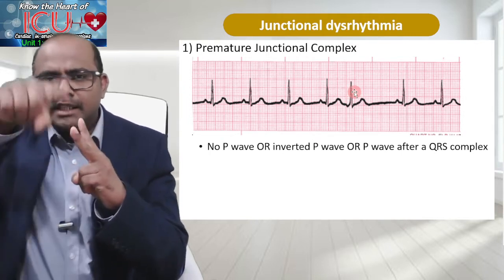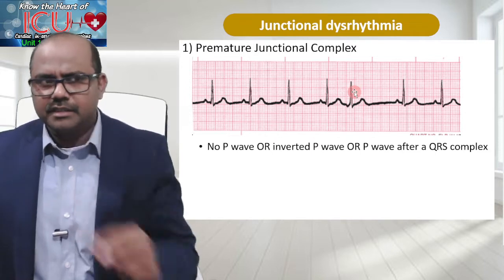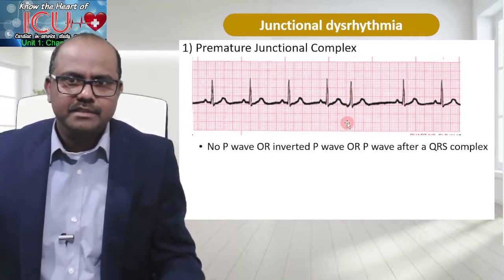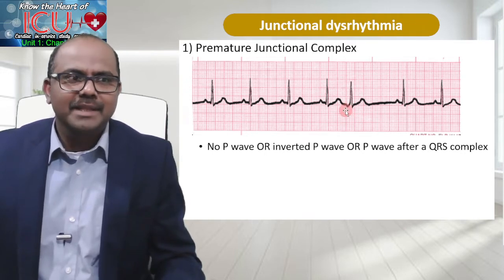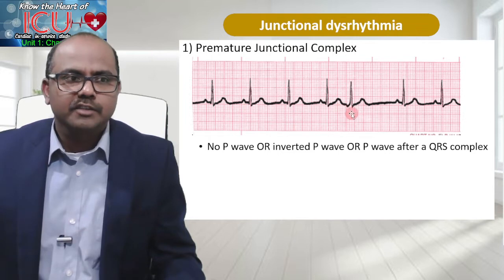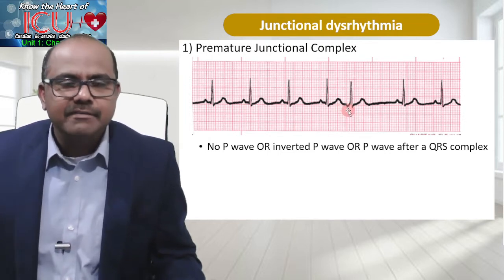If it's from atria, there will be an upright P wave. Is there any upright P wave? No, the P wave is inverted. We may think it's a Q wave, but see, there is no Q wave in the other QRS complexes. So this one is a P wave, not a Q wave.